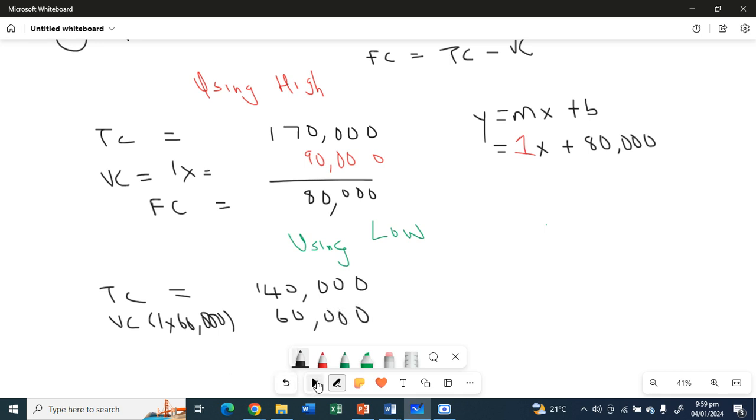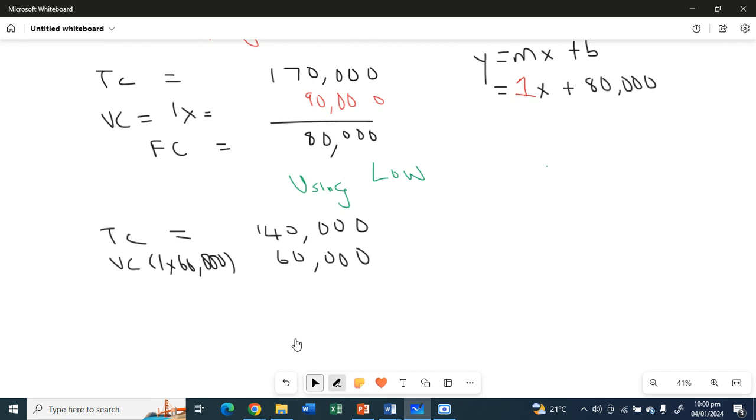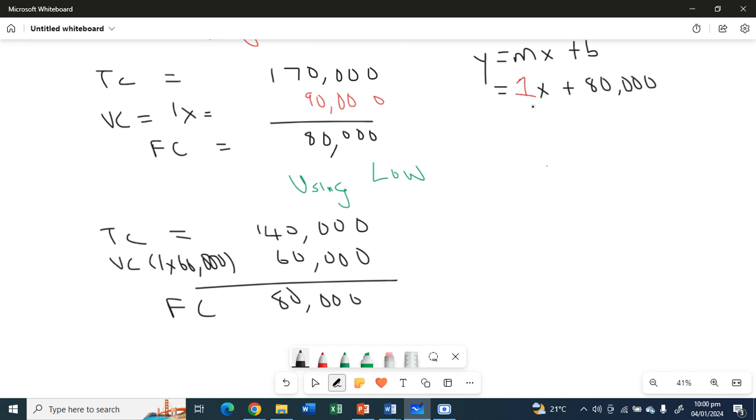To get our fixed cost, we say 140,000 minus 60,000, that will give us 80,000. So that is our fixed cost. And again, as you can see, it is the same. Since using the high and the low are the same, our cost function will be this one. But take note, not always when you use the high and the low do you get the same answers. Other times you might get different answers. All right, so we've now got our cost function.